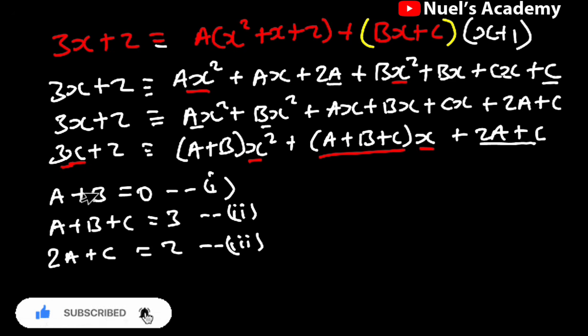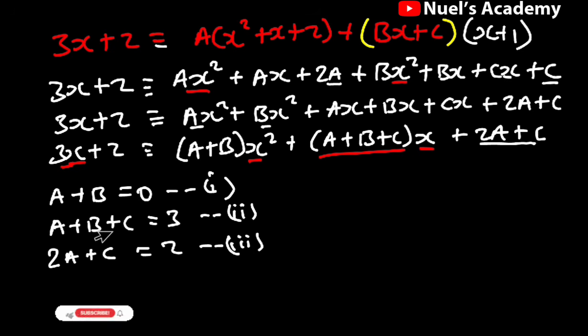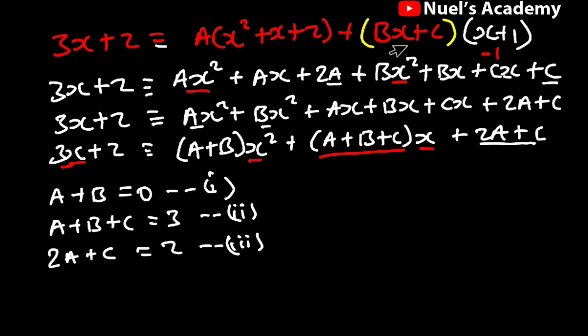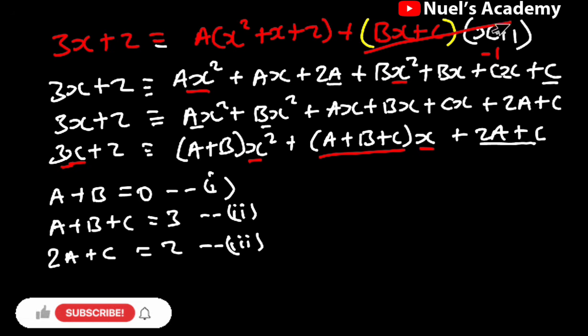Now if you look at these three equations, we can solve them simultaneously. Yes, we can solve them simultaneously, but there's a simpler way to solve this. Let's use the cover-up method and find the value of a first. Notice that if we set x to be -1, this whole term here is going to be eliminated, and it will help us to find the value of a. So let's do that. Let's set x to be -1.